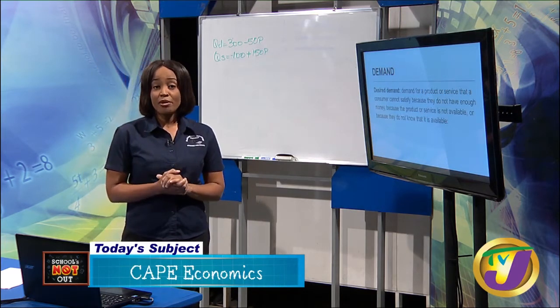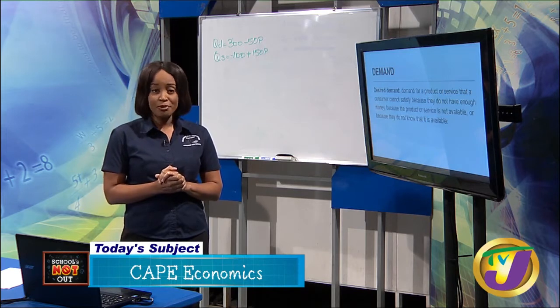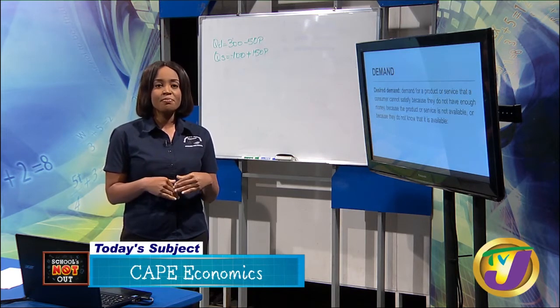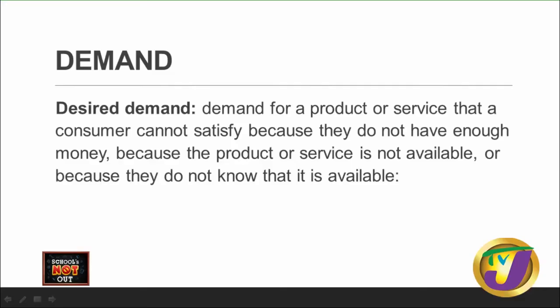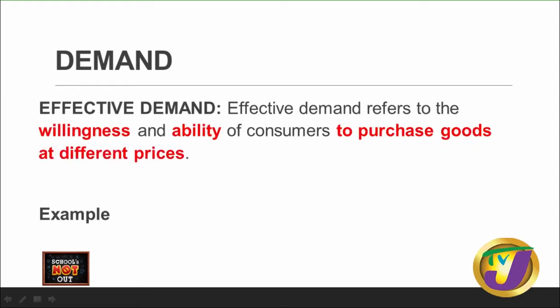So for instance, I would like a new lipstick. Do I have the money to purchase this lipstick? Right? My desire to purchase the lipstick is called desired demand. If I don't have the cash to purchase it, then it means that I only would wish to acquire the good, but I am not able to afford it. On the other hand, this is the demand that we typically refer to when we're speaking economics. So effective demand refers to the willingness and ability of the consumer to acquire the good or service. So I want a lipstick. I also have the money to acquire this lipstick.